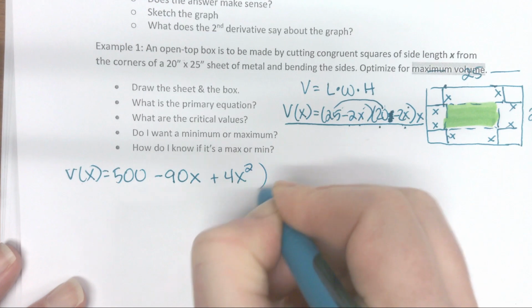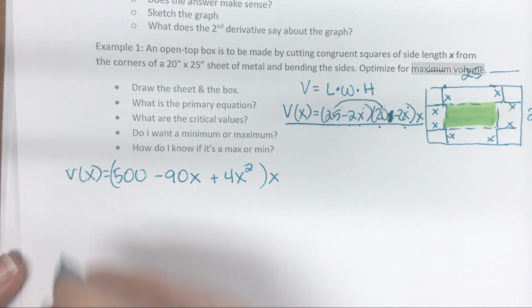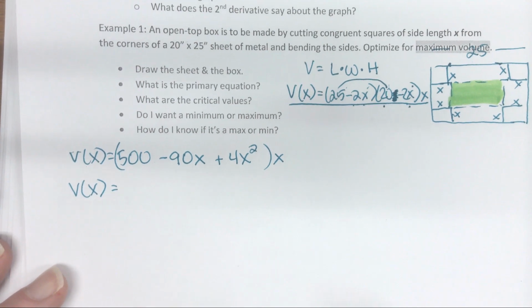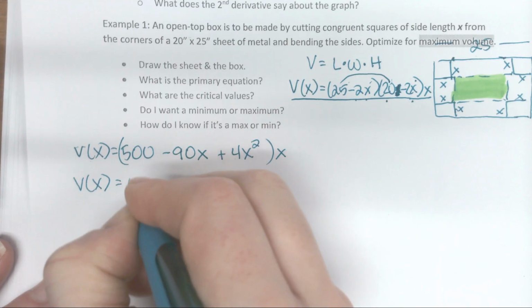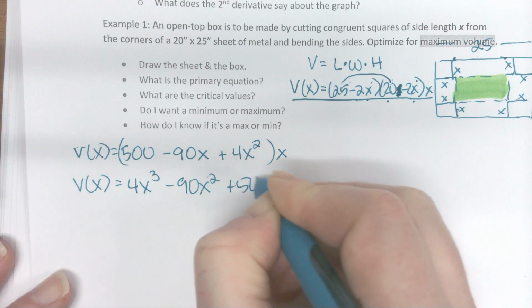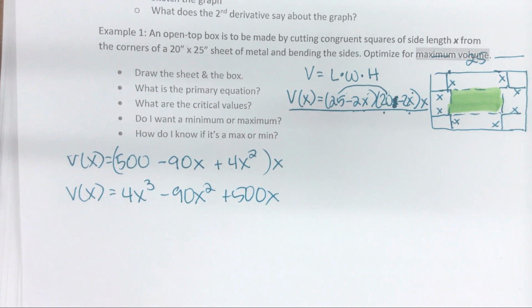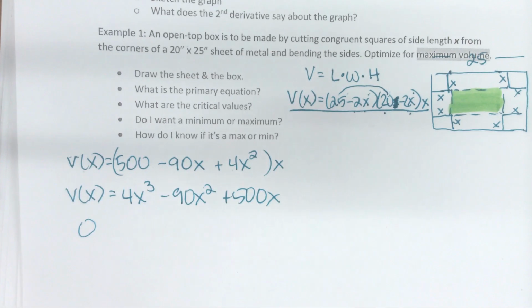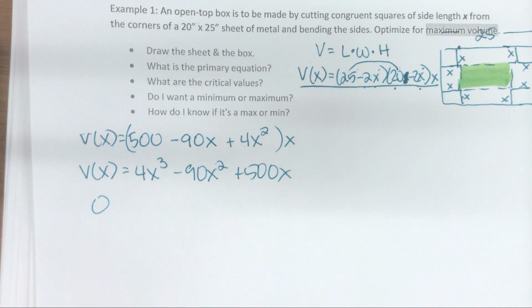And now we distribute the x to everything. So our volume equation, and I'm going to write it in standard form. So I'm going to put the 4x to the third first, minus 90x squared plus 500x. Are you with me so far? All right. When I'm maximizing, what am I going to do? We're going to take the derivative and we're going to set it equal to 0. Or undefined, but because this is a polynomial, it's not undefined anywhere. All right, what do we get?